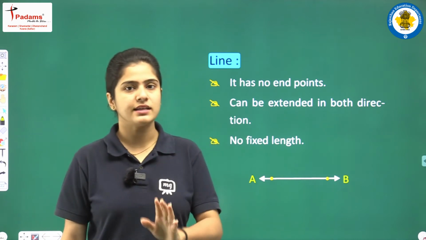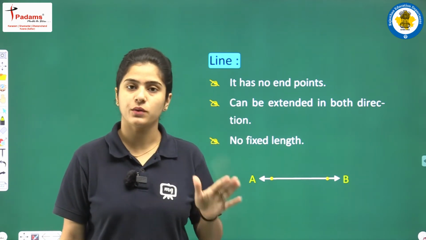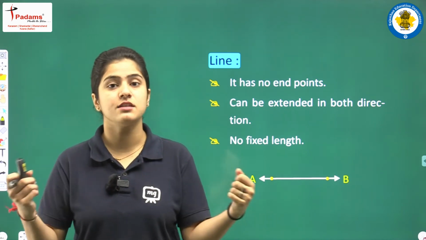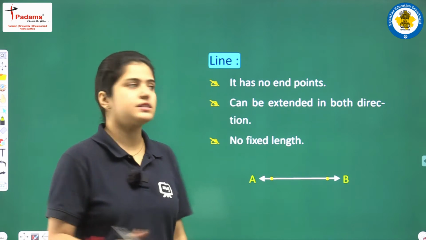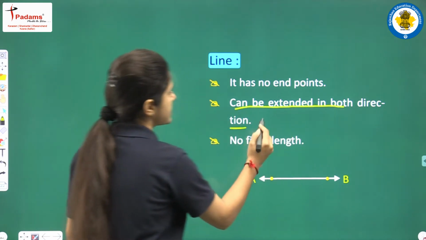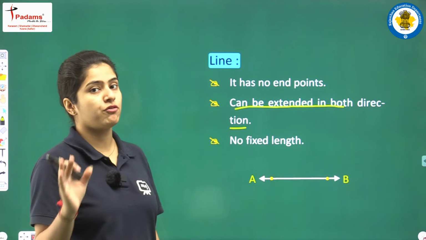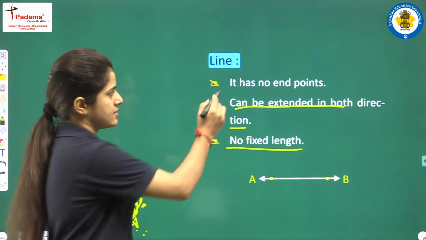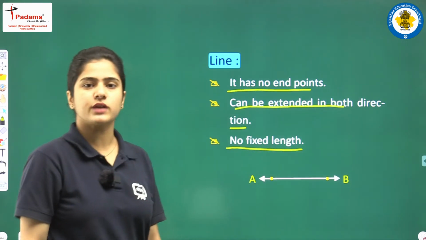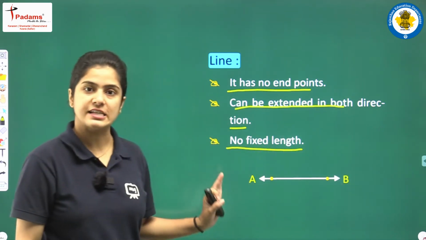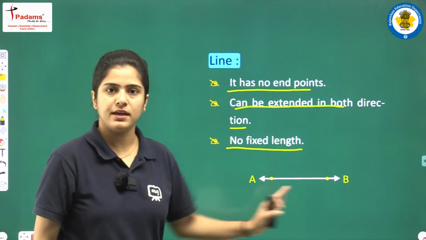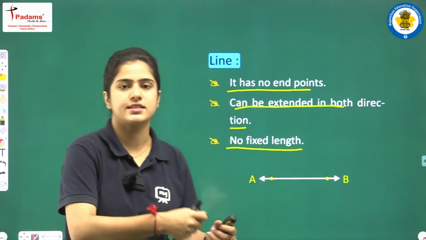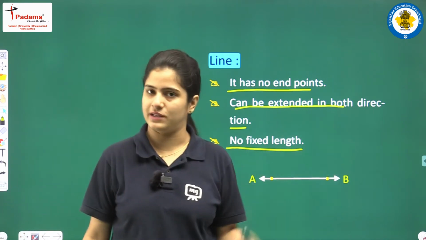So a line is something that doesn't have any kind of endpoint, okay. Because it doesn't have any endpoint, it can be extended in both directions. And because students, it can be extended in both directions, it means that it doesn't have any fixed length, okay. So it doesn't have any fixed length as it has no endpoints, okay. And students, this is the way to write a line. This is a line AB, where this arrow indicates that it can be extended further. This can be extended in this direction and that direction only, okay students.